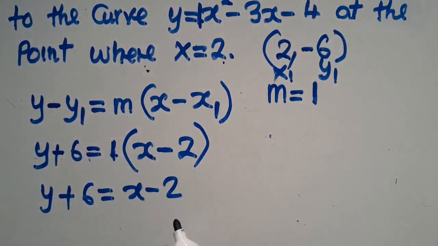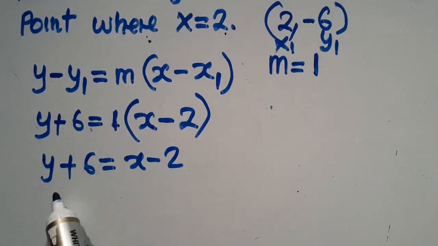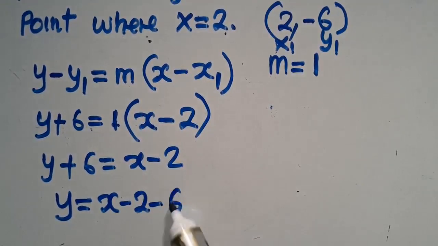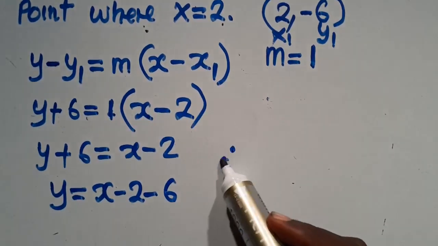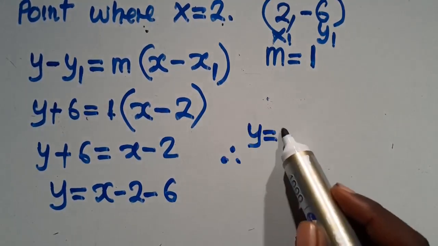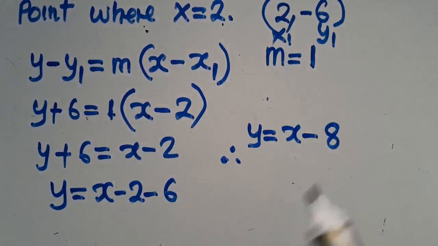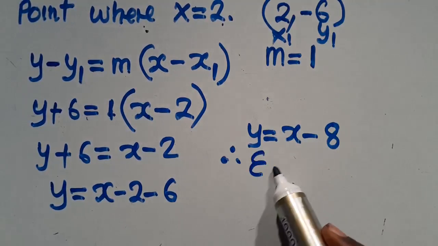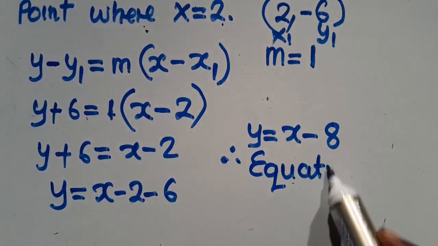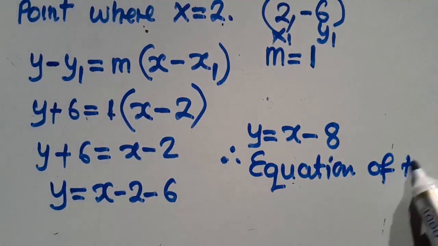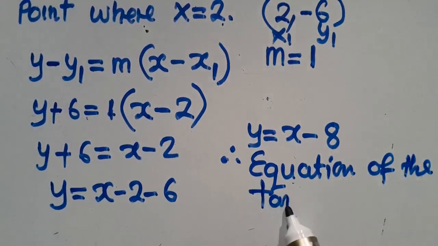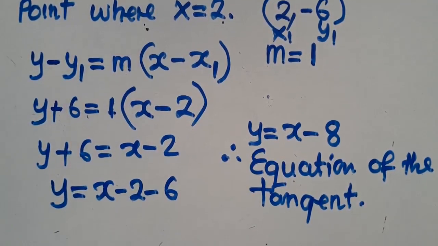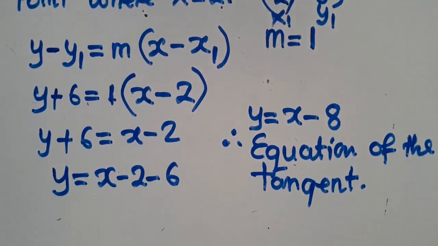You group the like terms together. So this 6 goes to the other side. You remain with y is equal to x minus 2 minus 6. Finally, you get your answer as y is equal to x minus 8. So negative 2 minus 6, you get negative 8. So this equation is what I'm calling the equation of the tangent. So this is what you are supposed to do. These are things that you need to know and understand.